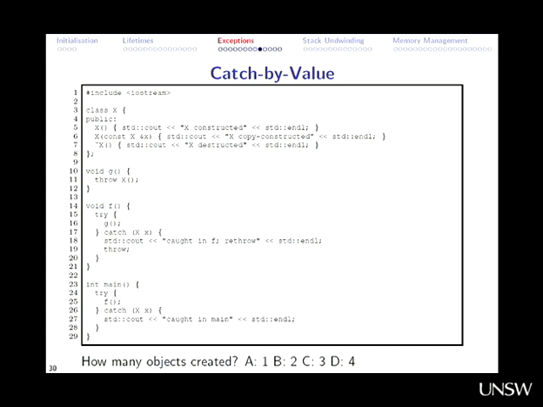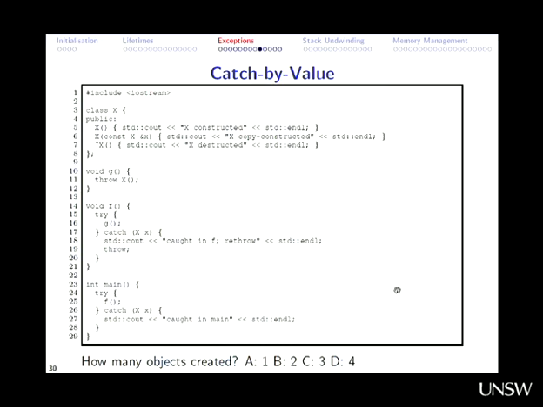So here we go. Here's a bit of a quiz. It might be a little bit hard to see, okay? But we have some code here to catch by value. It's up on the right-hand side as well, which might be a little bit easier to see. And the question is, how many objects are created in this code?